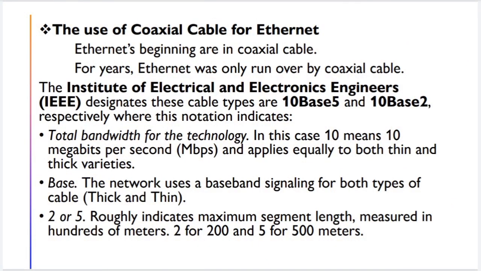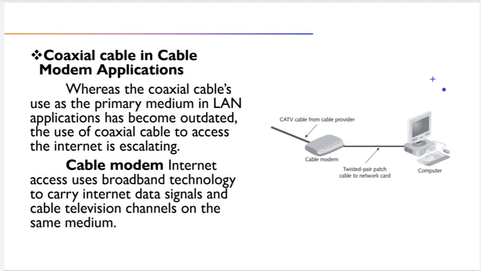Ethernet's beginnings are in coaxial cable, so the Institute of Electrical and Electronics Engineers, or IEEE, designates these cable types as 10Base5 and 10Base2 respectively, where this notation indicates the following. The total bandwidth for the technology, in this case 10, means 10 megabits per second or Mbps, and applies equally to both thin and thick varieties. Base means the network uses baseband signaling for both types of cable. The 2 or 5 roughly indicates maximum segment length measured in hundreds of meters, so 2 for 200 and 5 for 500 meters.